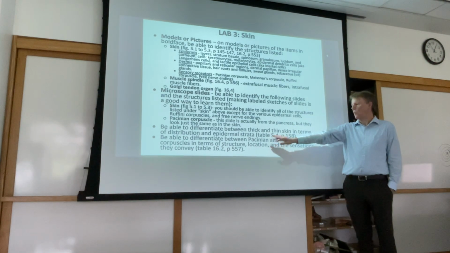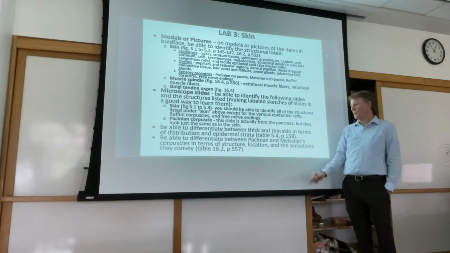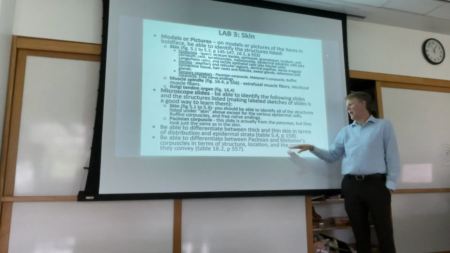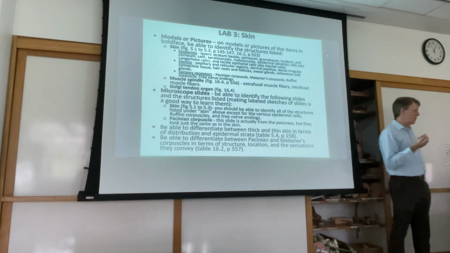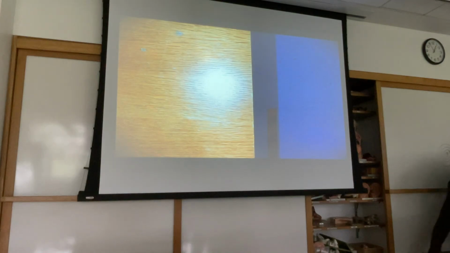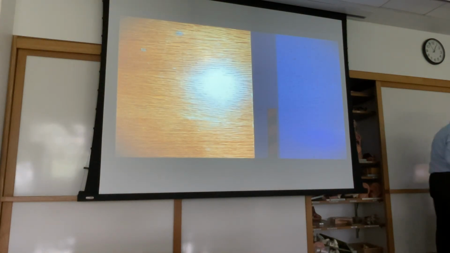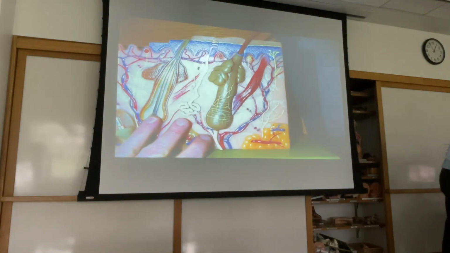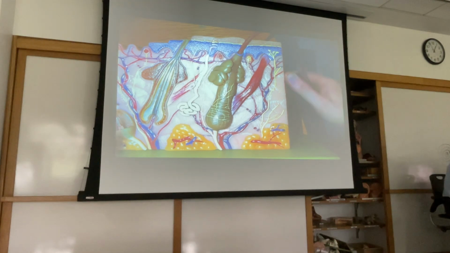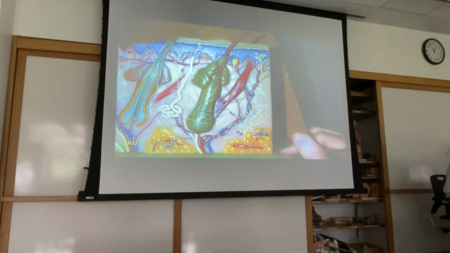And then finally, they also want you to tell the difference between Pacinian and Meissner's corpuscles in terms of what they look like, where they're located in the body, and what type of senses they're in charge of. So I'll go through all that stuff. So let me go and do these models here first. Whoop, sorry. I know. Just breaking things up here. All right, so here's one of the skin models that we had.